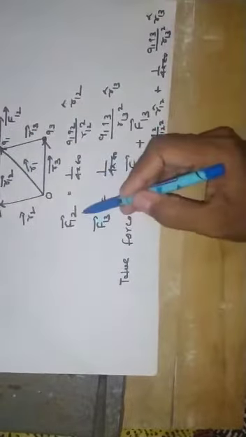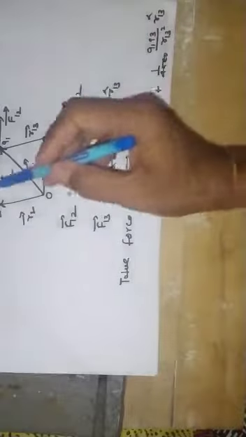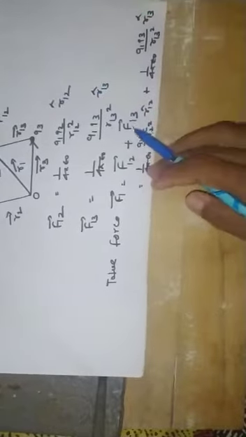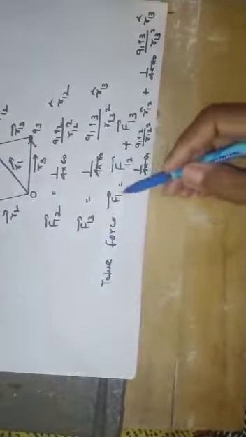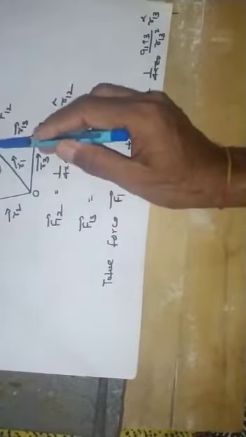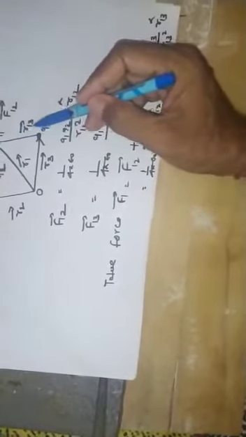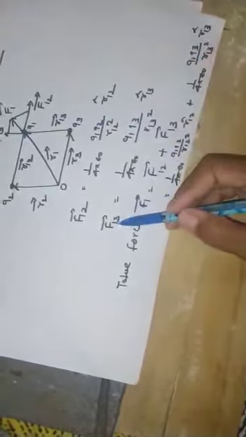So F12 is equal to 1 by 4 pi epsilon 0, Q1 Q2 by R12 square, times the unit vector R12 cap. Now F13, the force on Q1 charge by Q3 charge, with vector distance R13. So F13 is 1 by 4 pi epsilon 0, Q1 Q3 by R13 square, times R13 cap.